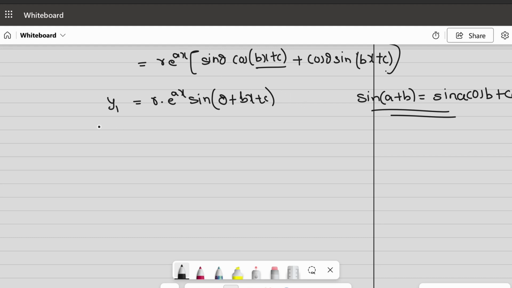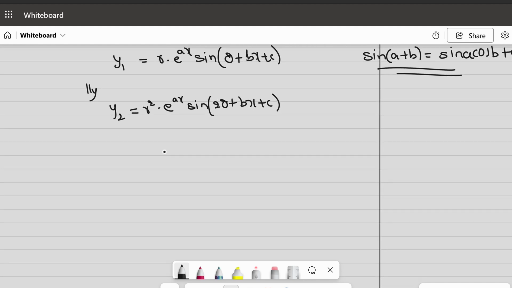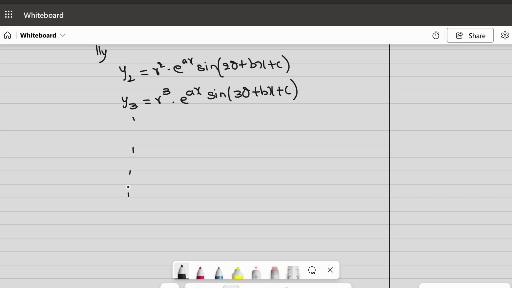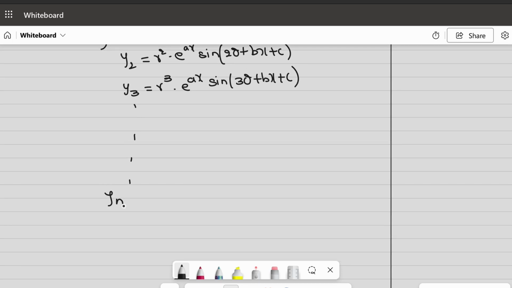Now similarly, if we do the derivation again, we will get y2 as r square into e power ax into sin of 2 theta plus bx plus c. Similarly, y3 can be written as r cube into e power ax into sin of 3 theta plus bx plus c. Similarly, with the help of that pattern, we can derive the nth derivative, that is yn is equal to r power n into e power ax into sin of n theta plus bx plus c.